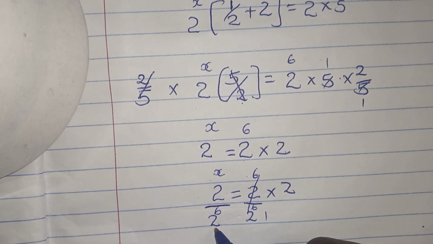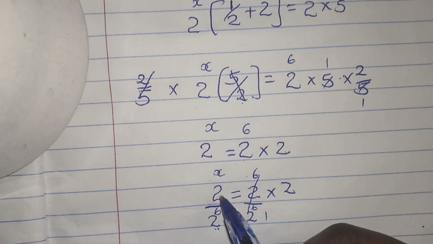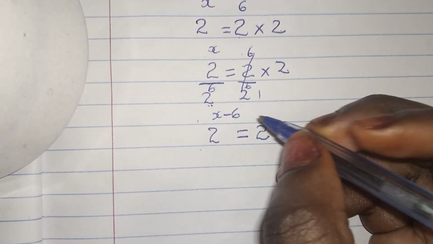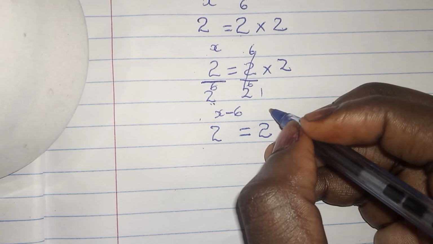On the left I have 2 to the power of x divided by 2 to the power of 6. My bases are the same. According to the laws of indices, when the bases are the same and we are dividing, we subtract the powers. So I'm going to subtract the powers. 2 to the power of x minus 6 is equal to 2 to the power of 1.